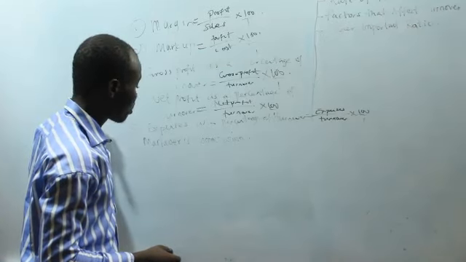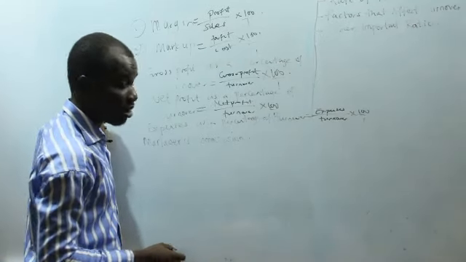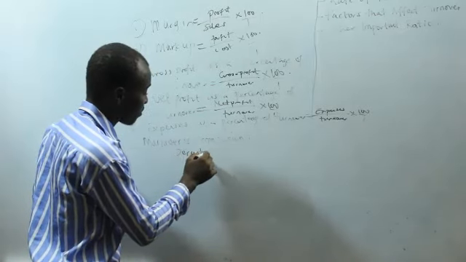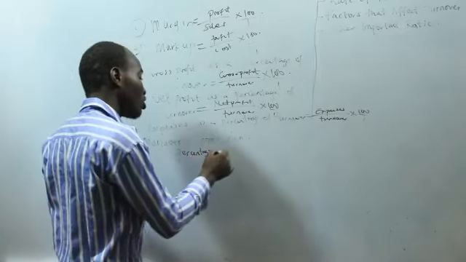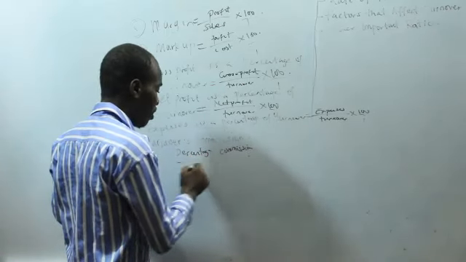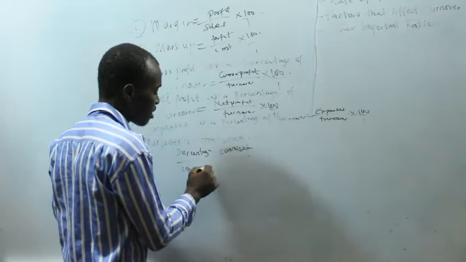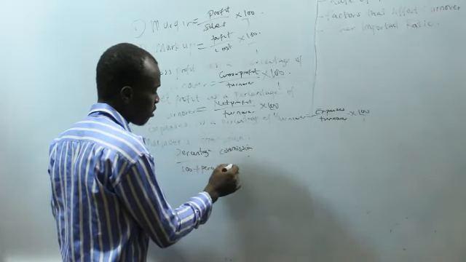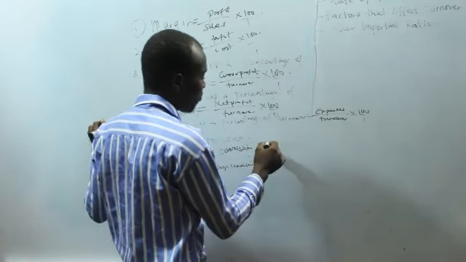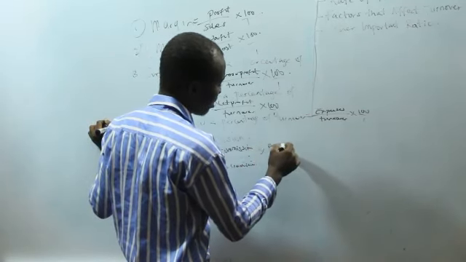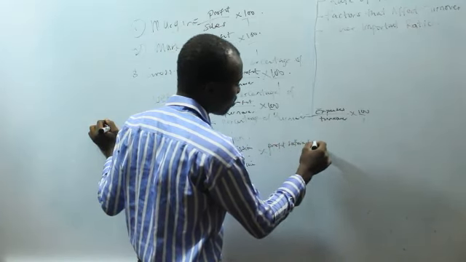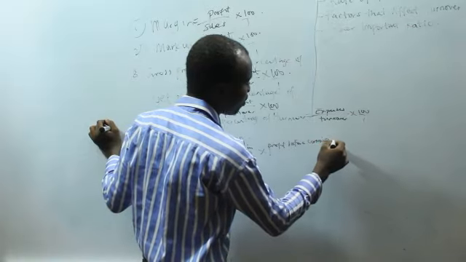Now we have manager's commission. This is what we use in calculating the commission to be given to a manager. So we have this formula to calculate manager's commission: percentage commission over 100 plus percentage commission, times profit before commission.